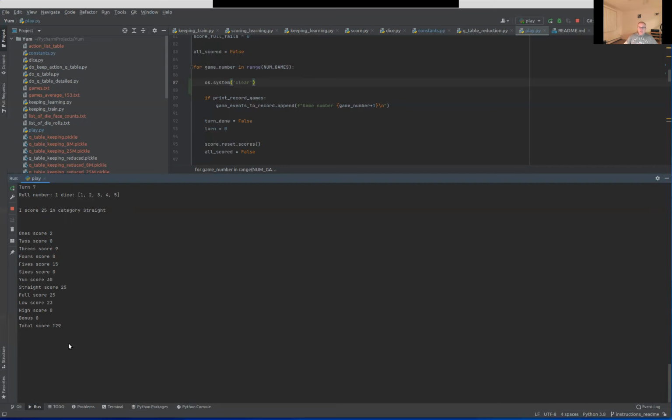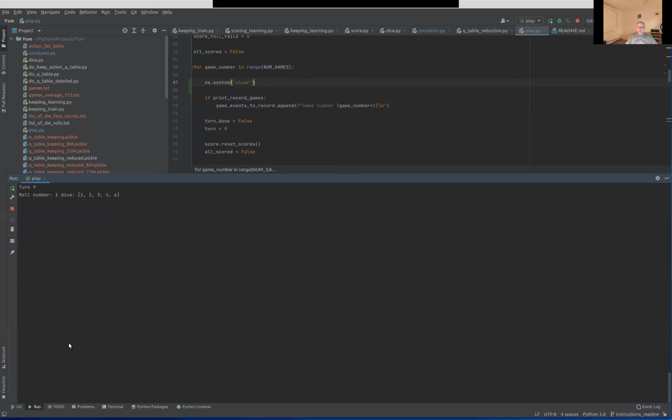All right, so this turn now, turn number 8, 1 2 2 3 5, keeping the 2s. Now we've got 3 2s, a 6 and a 1, keeping the 2s again. And now we're ending the turn with 3 2s, a 5 and a 1, scoring 6 in the 2s.